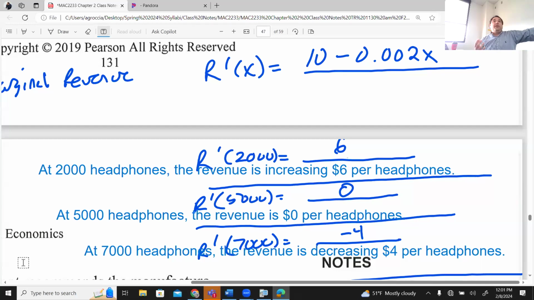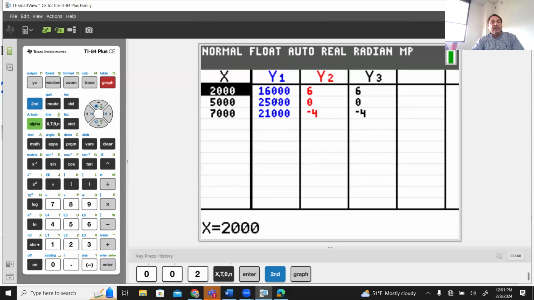So this company, what's a good place to be? 5,000, not 7,000. Maybe you're paying your employees overtime, time and a half, double time, all these things. What happens to your money? It goes away. Does that make sense? So this is telling you, stop at 5,000. And if you don't listen, look at your data. Look at your revenue. It went up and it went down because you're now losing money per headphone.